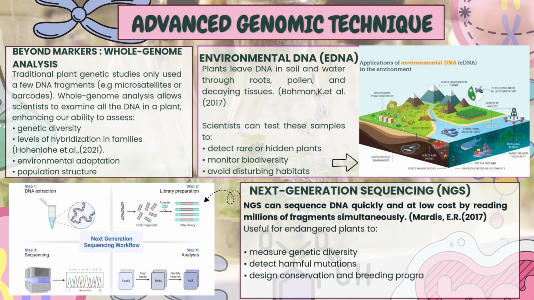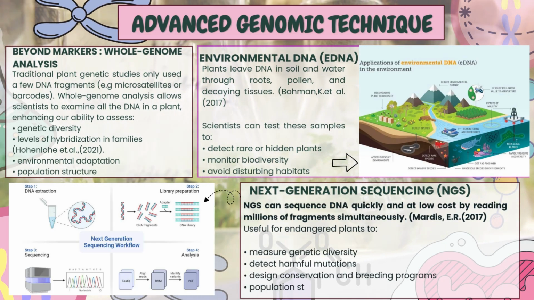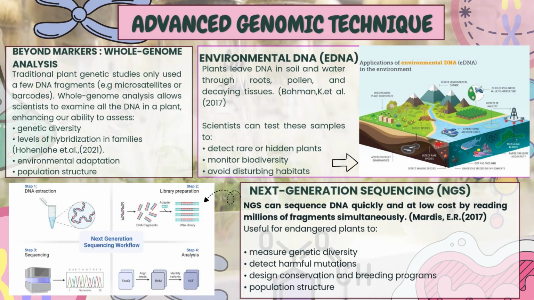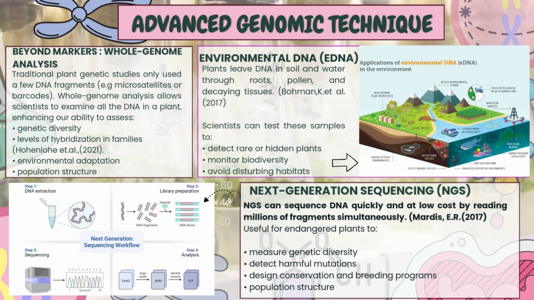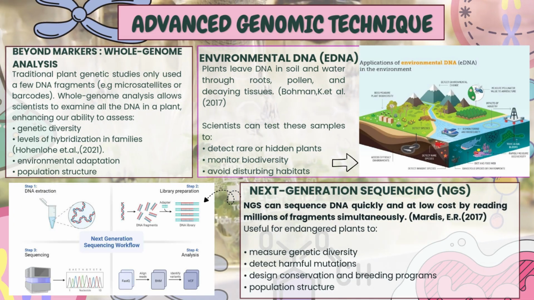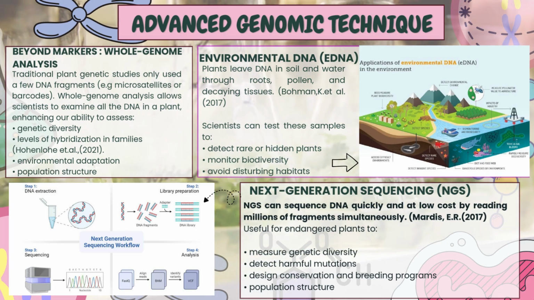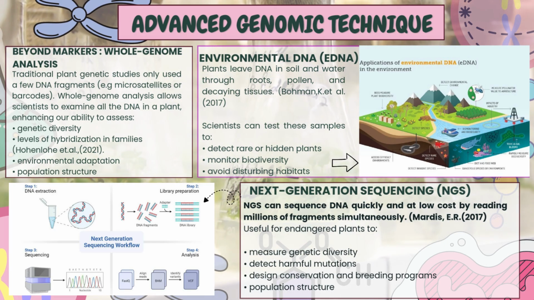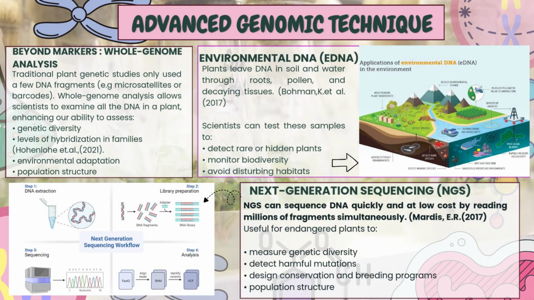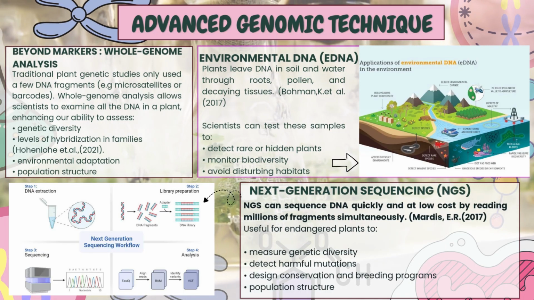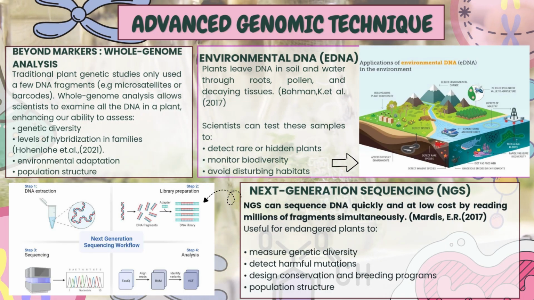Second, next generation sequencing, or NGS. NGS can sequence DNA quickly at a low cost because it reads millions of fragments at once. This is especially useful for endangered plants because it helps measure genetic diversity, detect harmful mutations, and support conservation and breeding programs. Last, we move to environmental DNA, or eDNA.